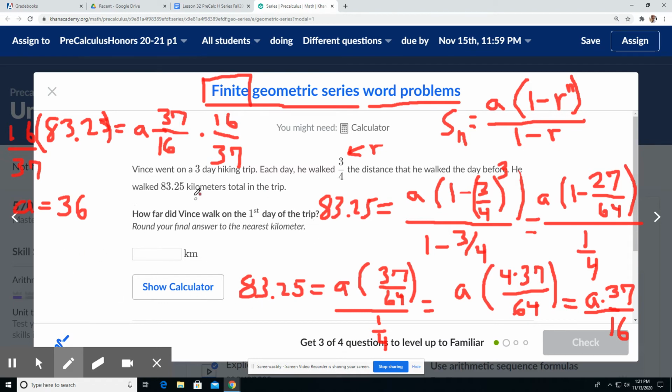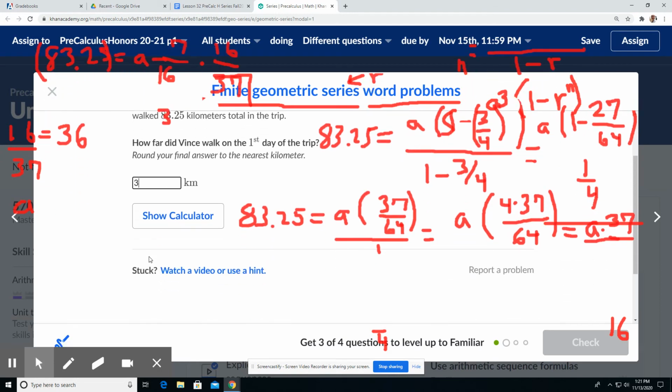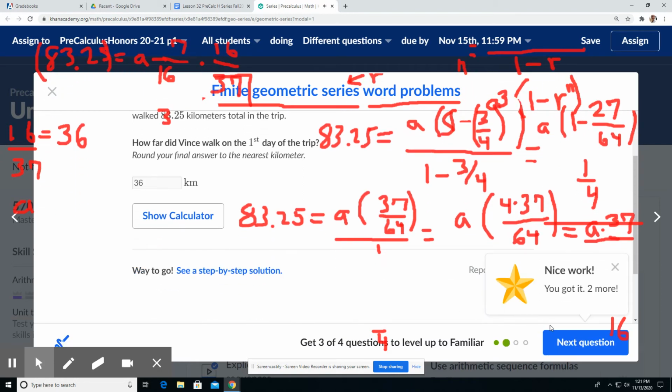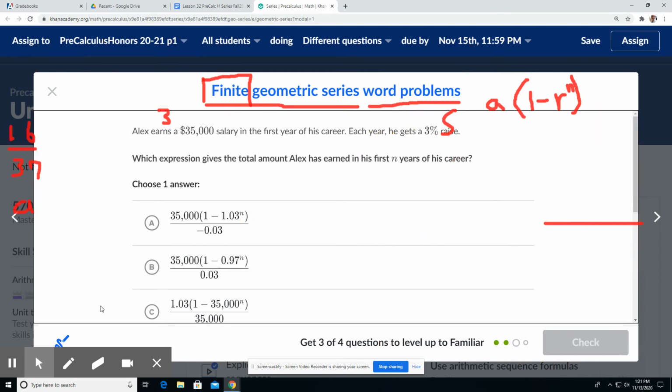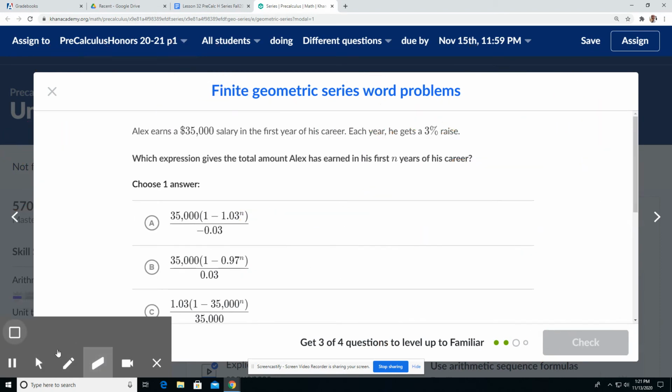So let me just remind you, the formula is very important to write out. You just got to go piece by piece, attacking it, just making sure you don't make any fraction errors as you do. Got it. Next one, see if it's any different.